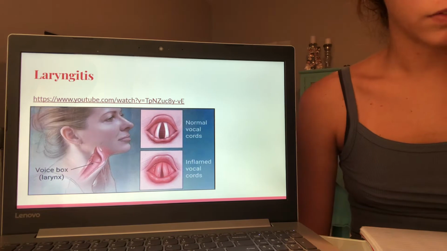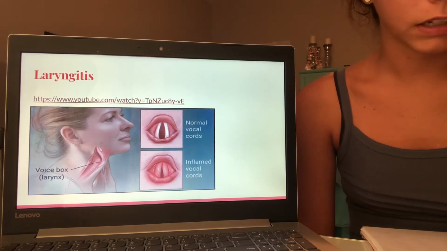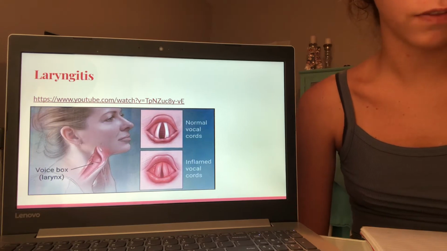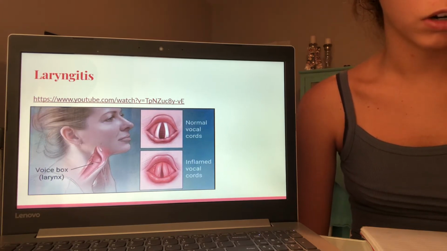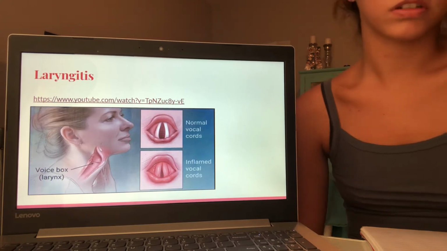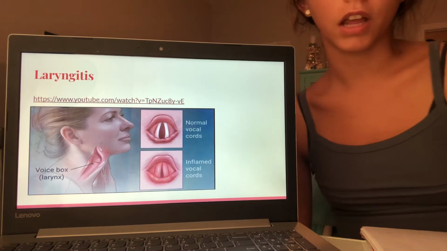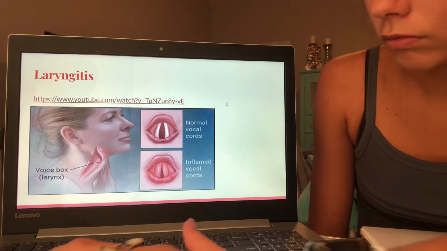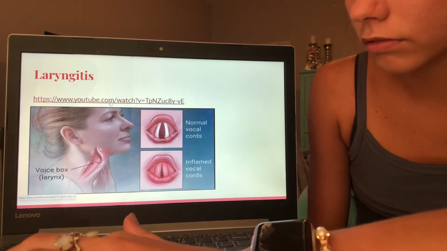Laryngitis may be short-lived, which is acute, or long-lasting, which is chronic. Most cases of laryngitis are triggered by a temporary viral infection or vocal strain and aren't serious. Persistent hoarseness can sometimes signal a more serious underlying medical condition. And then here's a video about laryngitis.